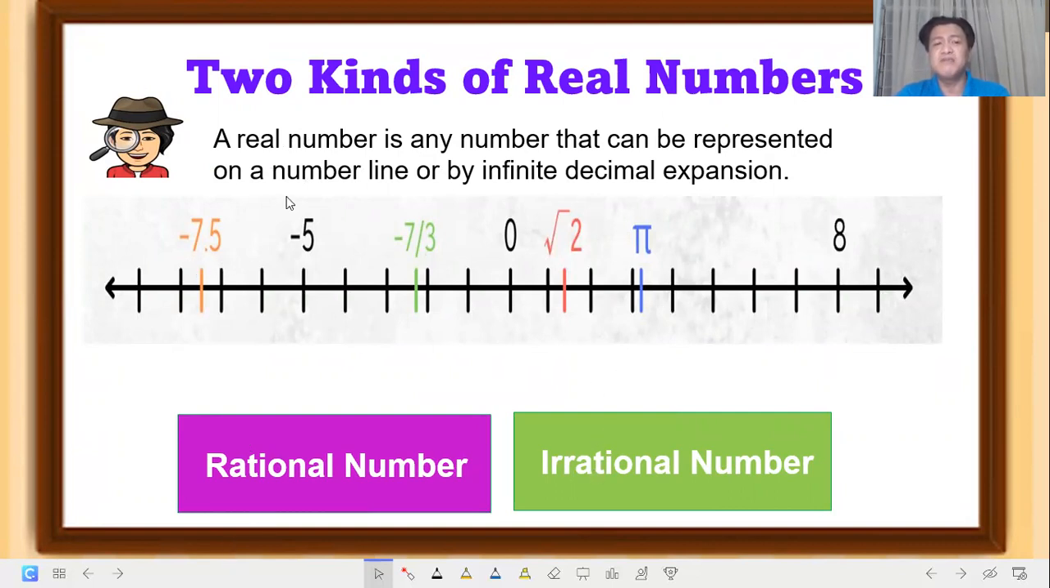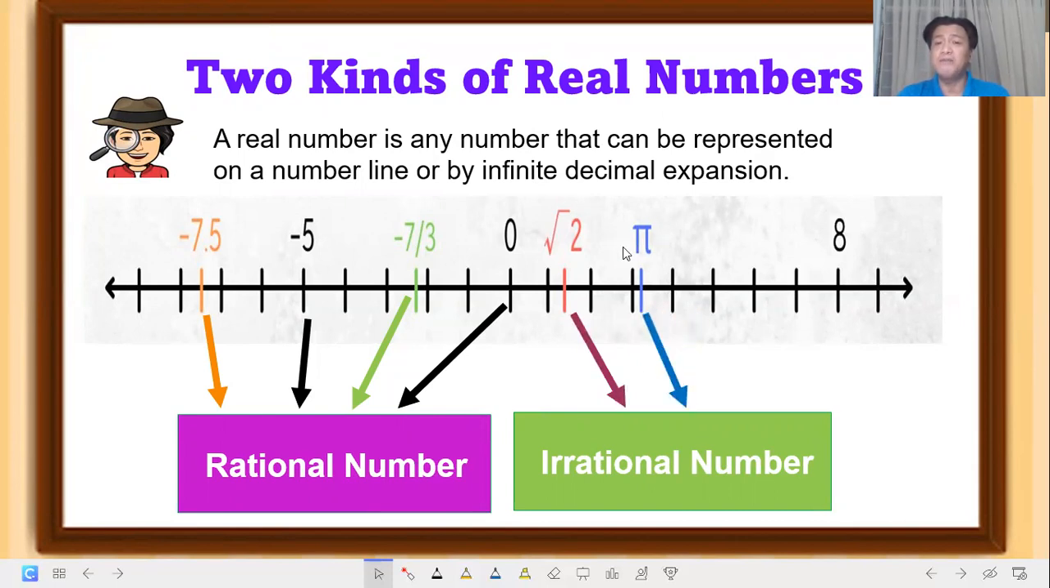Okay, so let's have negative 7.5. Saan ba ito? Rational or irrational? That is rational. How about negative 5? That is also a rational number. And negative 7/3, also a rational number. What about 0? Whole number po siya. That is rational. What about the square root of 2? That is irrational. And what about pi? Take note, the approximate value of this is 3.1416. That is irrational. And we have 8. This is a rational number. So kailangan lang matandaan natin yung definition ng bawat isa sa rational at irrational.